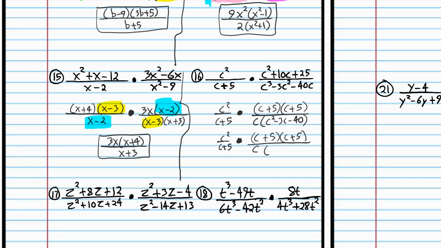So now we can factor that quadratic. What two numbers multiply to negative 40 and add up to negative 3? And now we're ready to cancel. Let me rewrite that fraction now. So we're going to cancel. And it looks like we have 2c plus 5s in the top and 2c plus 5s in the bottom.